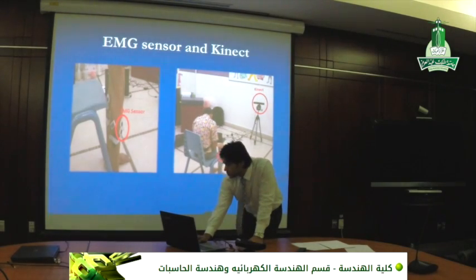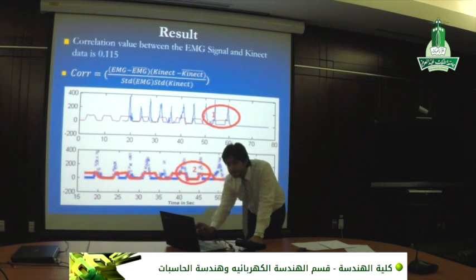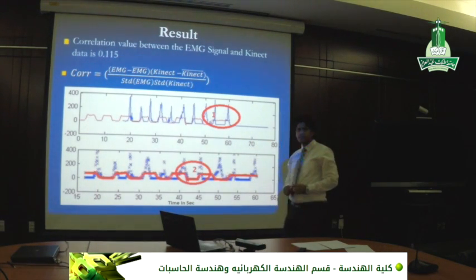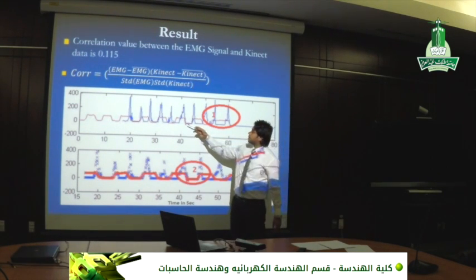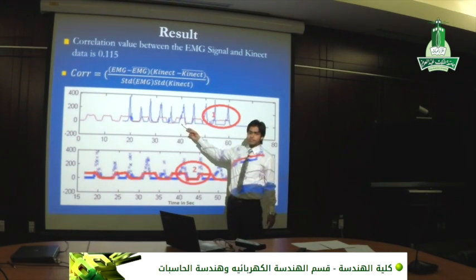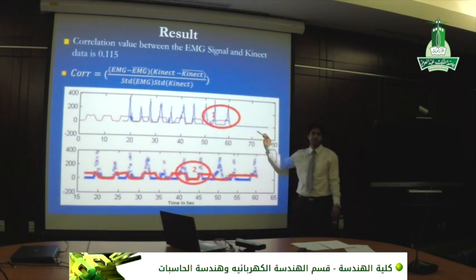Okay, go to the results section. First of all, stop here. First question: what are you actually trying to correlate here? We are trying to correlate the muscle firing activity that is happening with the angles that we derive.